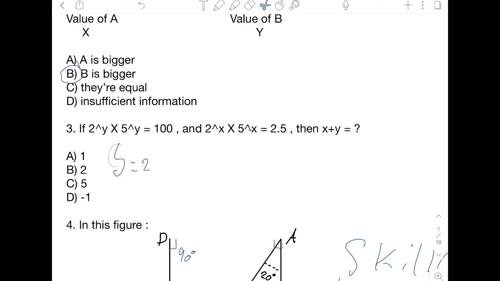And let's see. I'd like to draw a better y. And then let's see. Okay, so we have 2 to the power of x. We're talking about this one now, multiplied by 5 to the power of negative x. And that will give us 2.5.